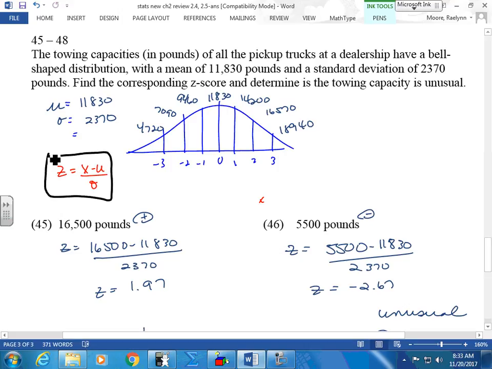Now, make a placement with this. If my x value is 16,500 pounds, that's well above my mean. So my z-score is fairly high. I could almost find it on my chart, somewhere over here somewhere.